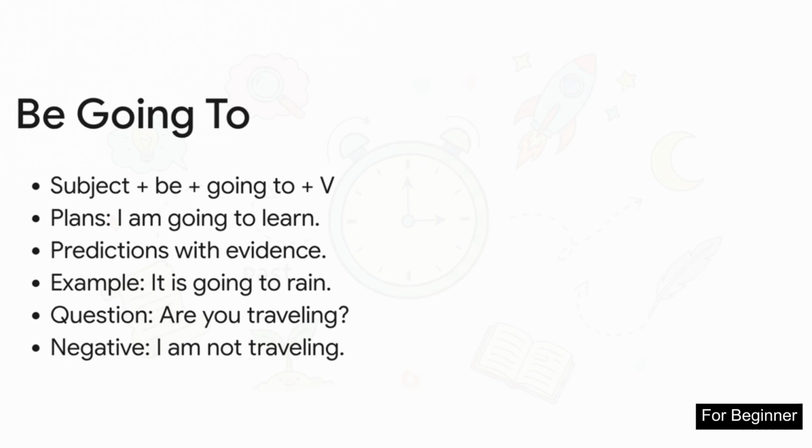going to structure when we actually have a clear pre-existing plan. I am going to learn English. We also use this when we can see physical evidence right in front of us that practically guarantees an outcome. If you look up and see dark, heavy clouds, you wouldn't say it will rain. You'd confidently say, look at those clouds, it is going to rain.